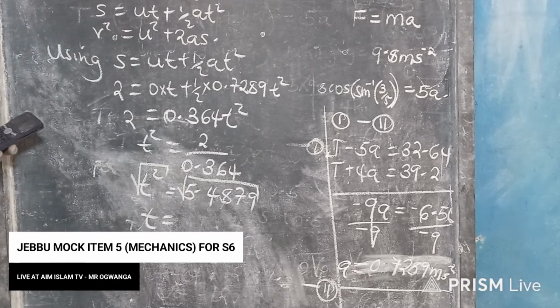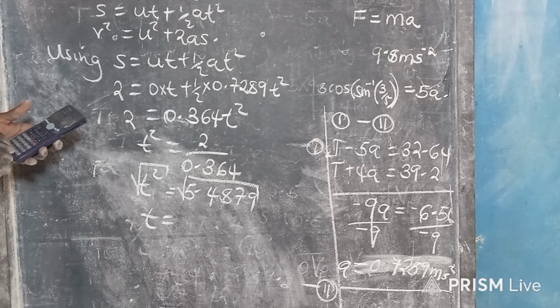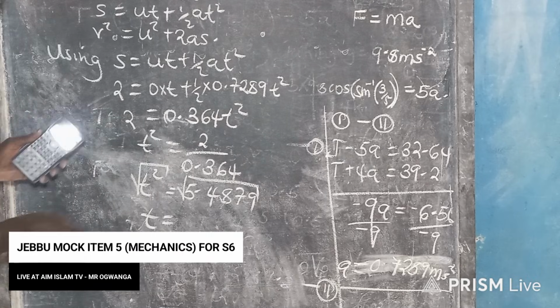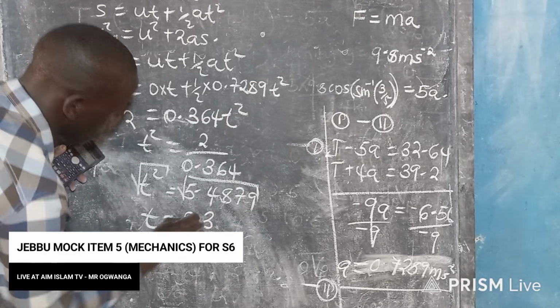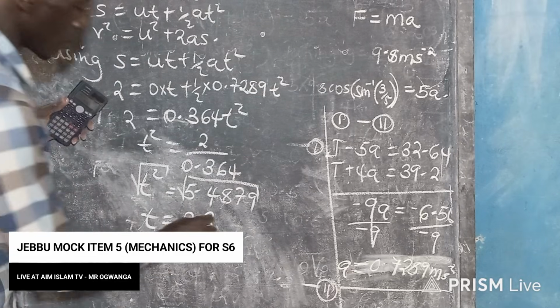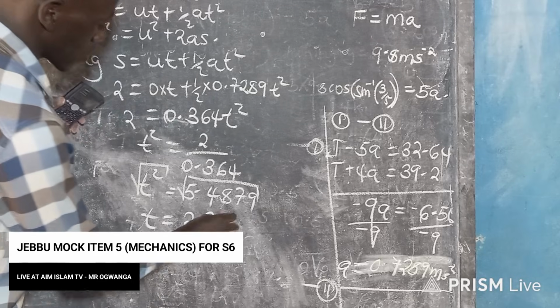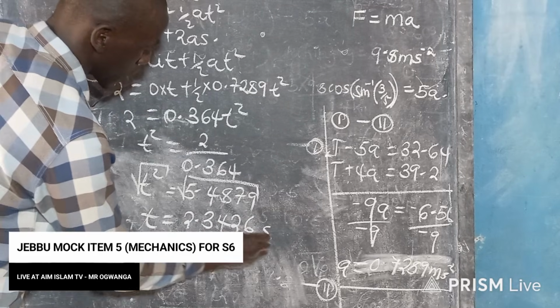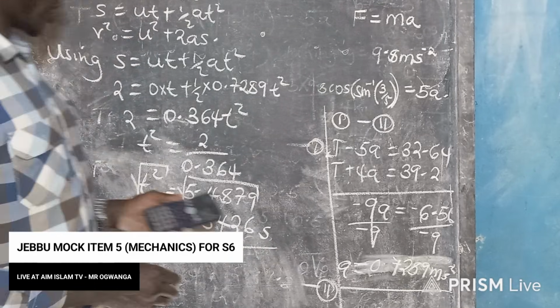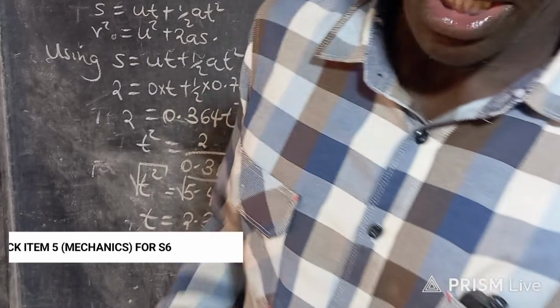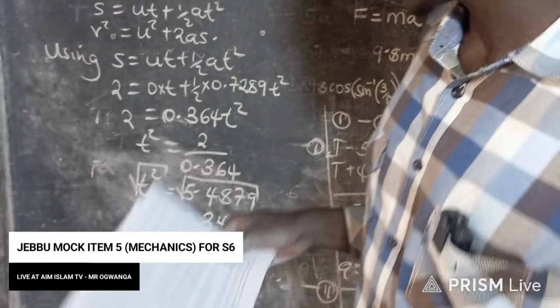The square root of that is 2.3426 seconds. That one will act as our time.